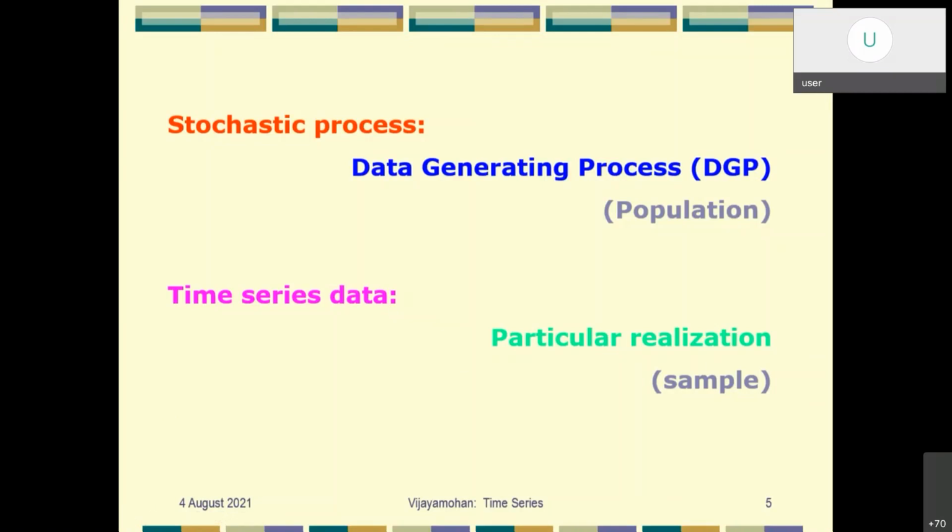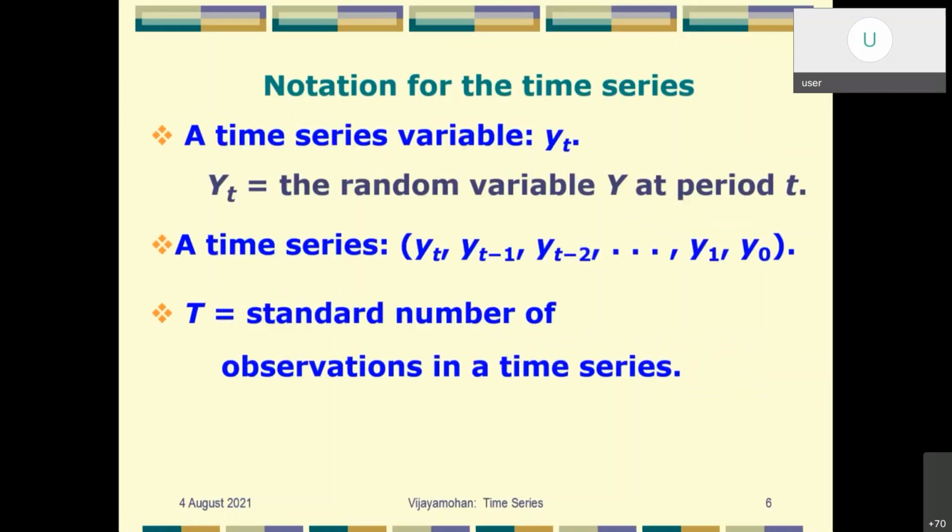Now these are the notations that we use in time series. A time series variable we give in terms of yt, which is a random variable y at period t. Now a time series, as I told you earlier, is a collection of random variables ordered in time, yt, yt minus 1, yt minus 2, and so on, down to the initial value y0. So this constitutes a time series process. From the time series process, if we get a sample, then we have simply a time series. Now the capital T is the standard number of observations in a time series. In a cross section, we use capital N, or simply small n. And here we use capital T for the sample size.